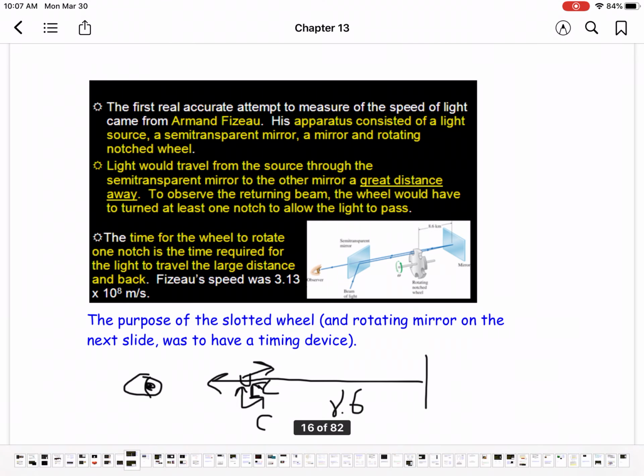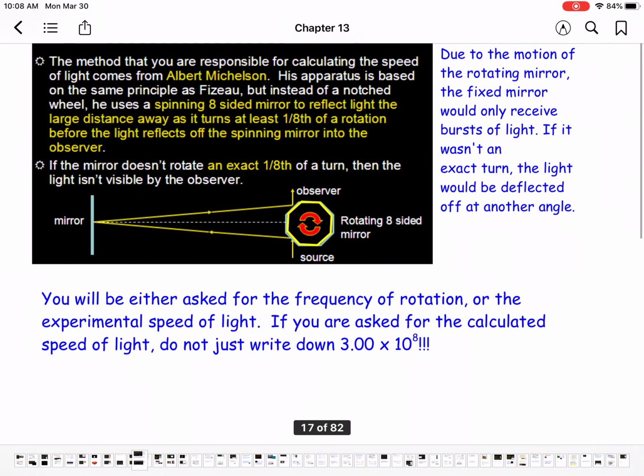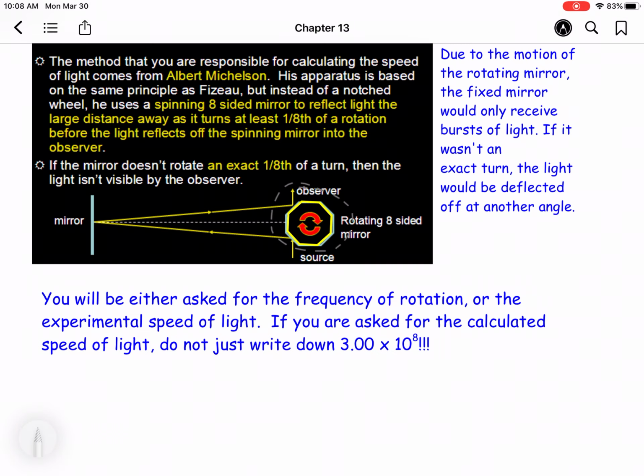And so we have another person who came up with a very similar system. This is the Michelson experiment, the experiment you actually need to know and understand. What Michelson did is he put an 8-sided mirror in. When the light went down and came back, the rotating mirror would have to rotate exactly 1/8. If it rotated exactly 1/8, then you would get this idea.